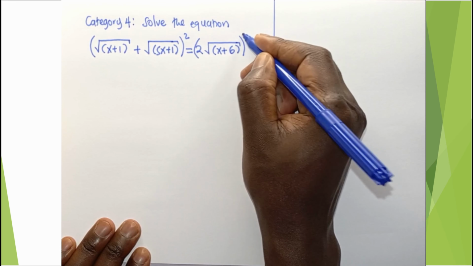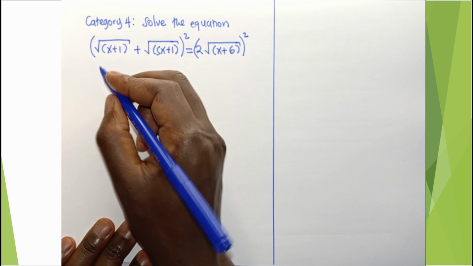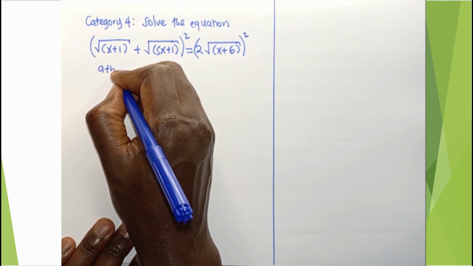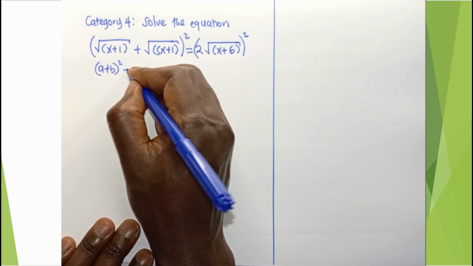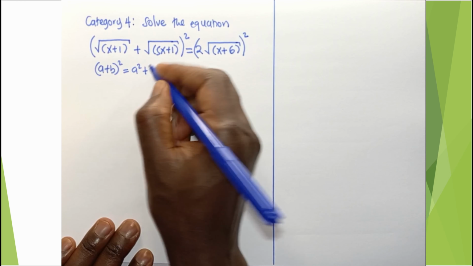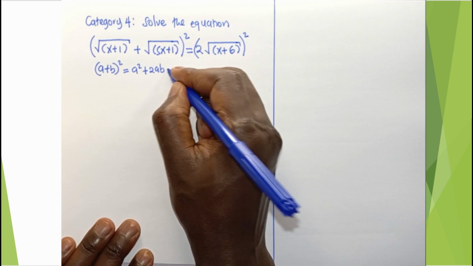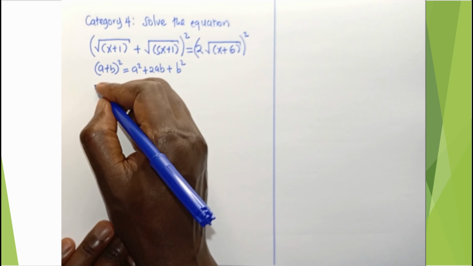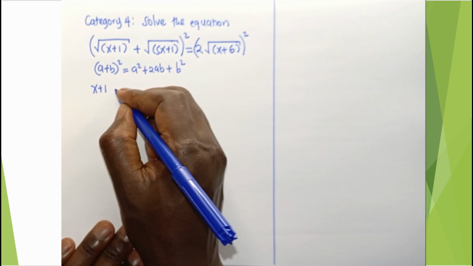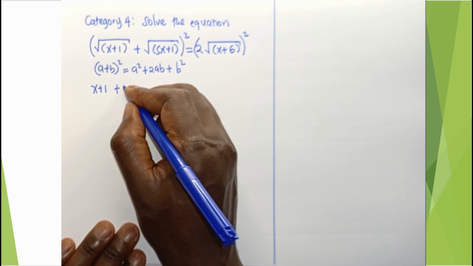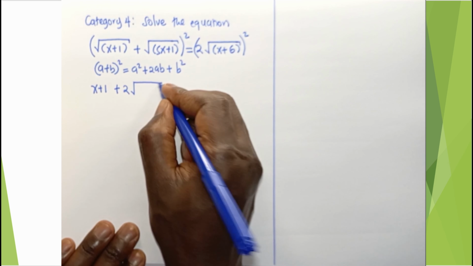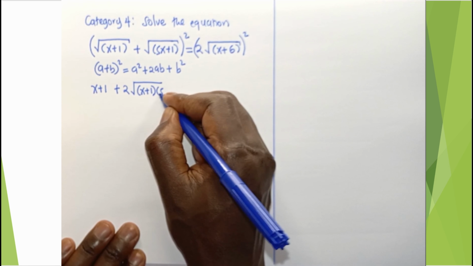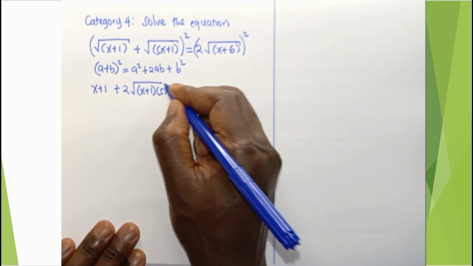Specifically to remove the square root. That's the reason. So after squaring both sides, we get to expand. We remember that (a + b) squared is equal to a squared plus 2ab plus b squared. So we can go ahead and simplify. So we shall have x plus 1, plus 2 square root of (x plus 1) multiplying (5x plus 1).